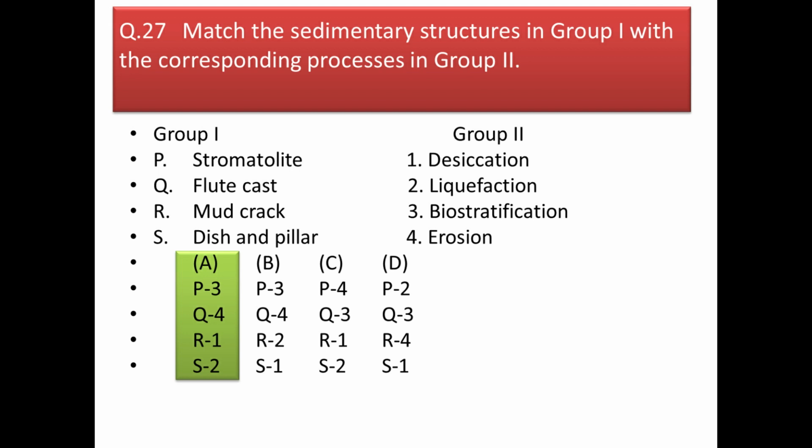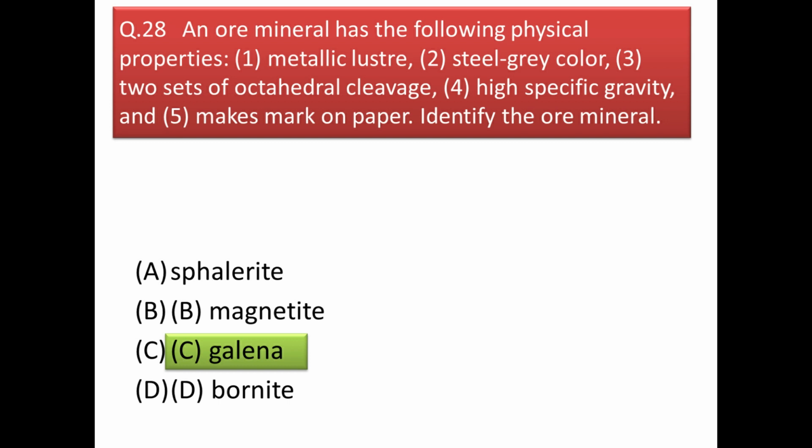Okay. Next question. An ore mineral has the following physical properties. It is of metallic luster, it shows steel grey color, and it has 2 sets of octahedral cleavage, high specific gravity, and 5. It makes a mark on paper. Identify the ore mineral. Now from all of these physical properties, the ore mineral must be galena only. Okay. Because it shows metallic luster, it has high specific gravity, and it shows 2 sets of octahedral cleavage. Okay. And it makes a mark on the paper as well.